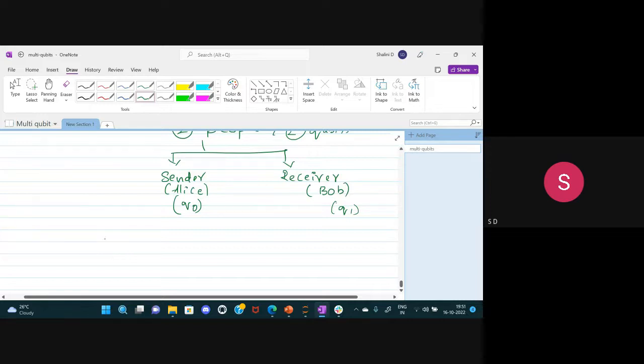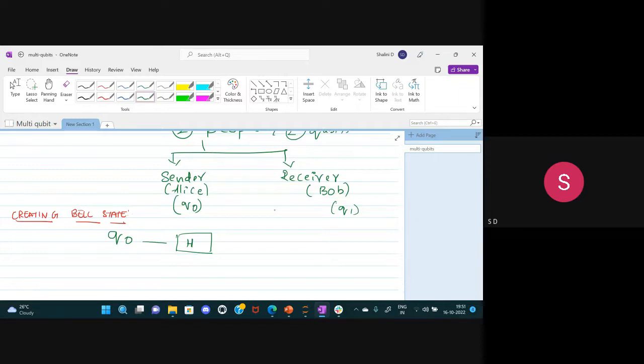So we are first creating a Bell state. Okay, so Q0: we are applying a Hadamard gate to Q0. Why? You can ask me why we are using the Hadamard gate only on Q0. I mean, Q0 means the first qubit.